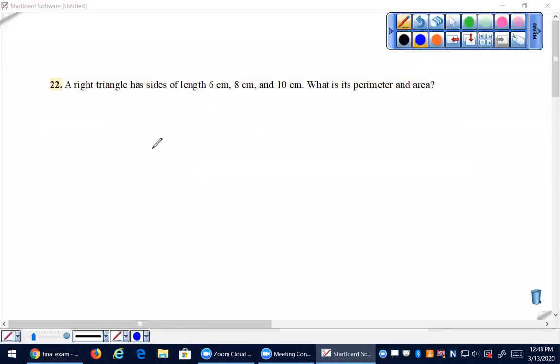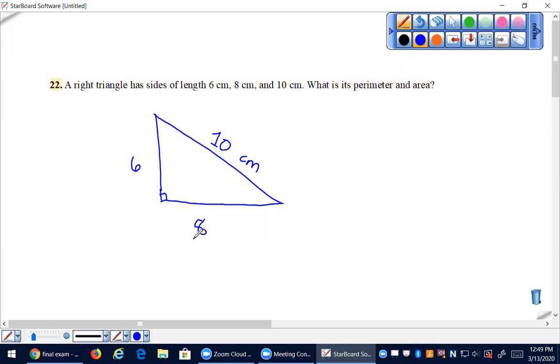So triangle has sides 6, 8, and 10. It doesn't matter which you put for 6 and 8, but we know that this one is the 10, because that's the longest one that's going to be opposite your right angle. So the perimeter, you just add them up.